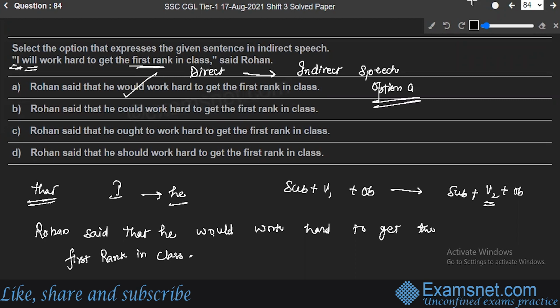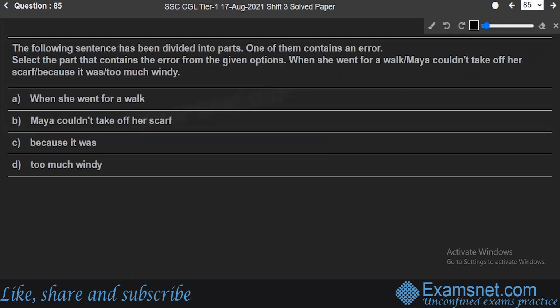Hope you are clear with this, right? Let's move to the next question, 85. This question says the following sentence has been divided into parts. One of them contains an error. Select the part that contains the error. So let's read the sentence. When she went for walk, Maya couldn't take off her scarf because it was too much windy.